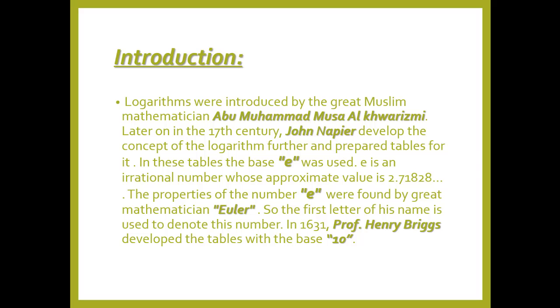In these tables, the base e was used. e is an irrational number whose approximate value is 2.71828 and so on. The properties of the number e were found by the great mathematician Euler, so the first letter of his name is used to denote this number.